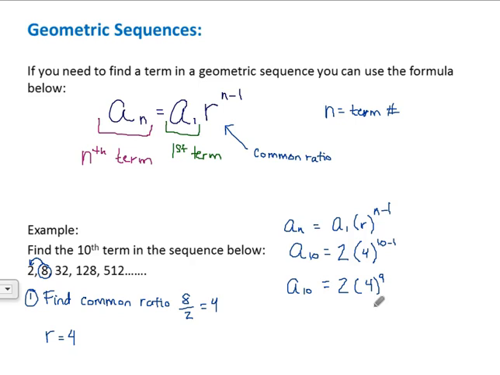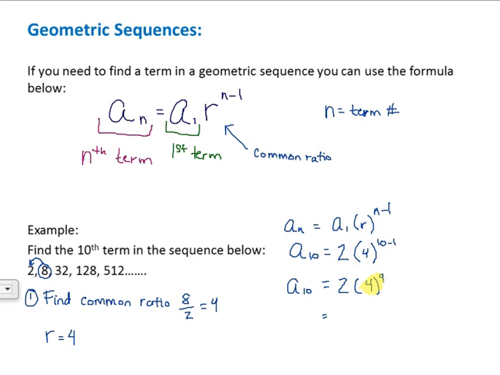This is important now that we remember PEMDAS, order of operations. In PEMDAS, the P represents parentheses, the E represents exponents. So we need to evaluate any exponents first. We're not going to multiply 2 times 4, because that would not give us the correct answer. We need to first evaluate that exponent. We need to evaluate 4 to the 9th power, which we know is the same as 4 times 4 times 4 times 4, 4 times itself 9 times.